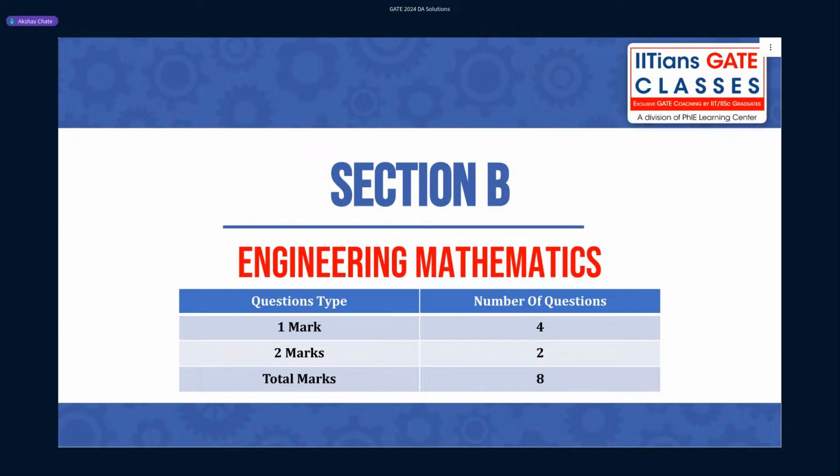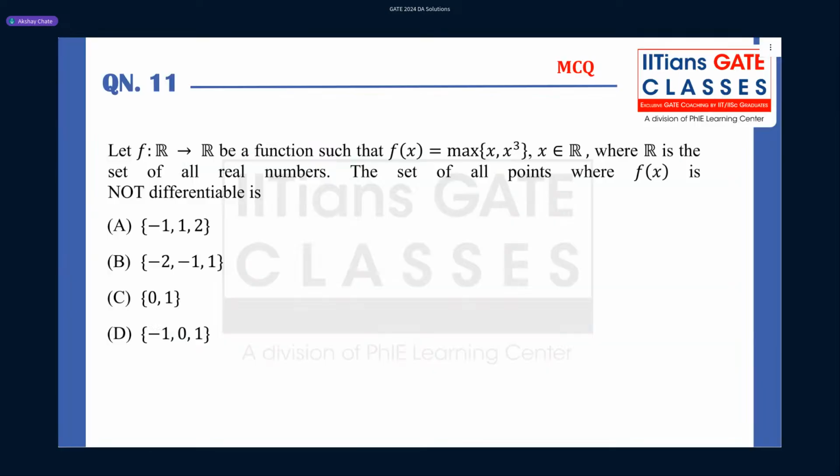So there were around a total of five questions in set one, four of them were 1 mark, and one was a 2 marks question. So in total you could have scored 8 marks from the mathematics background in set one. So let's go ahead and start our discussion about the questions that were asked in set one.